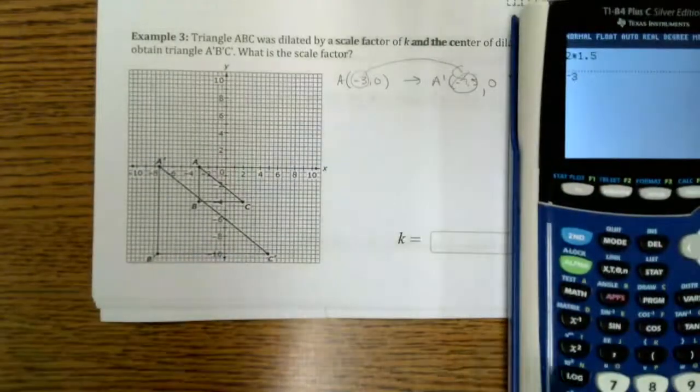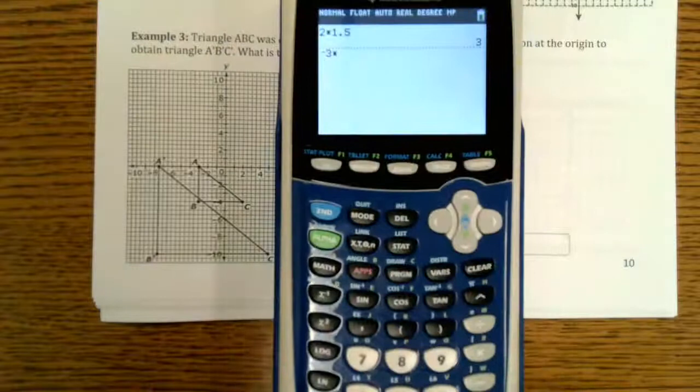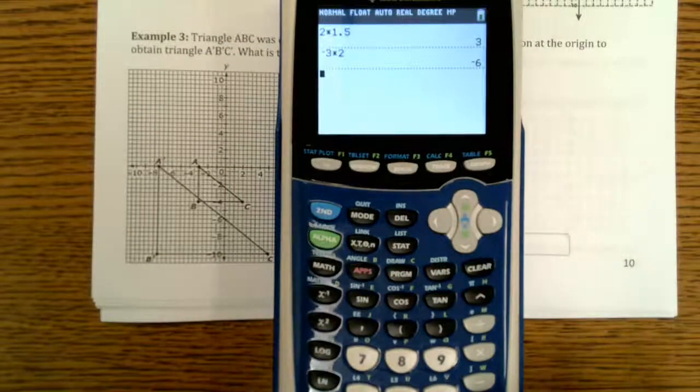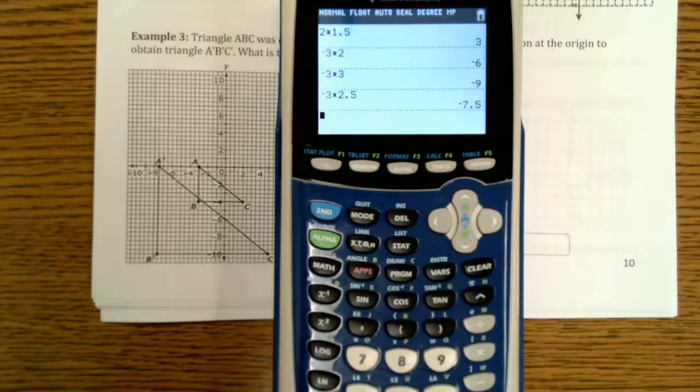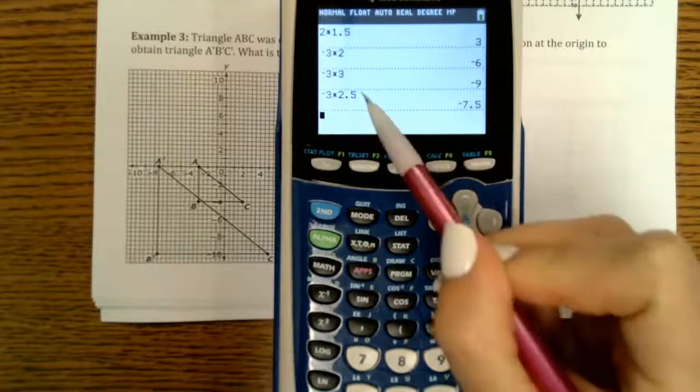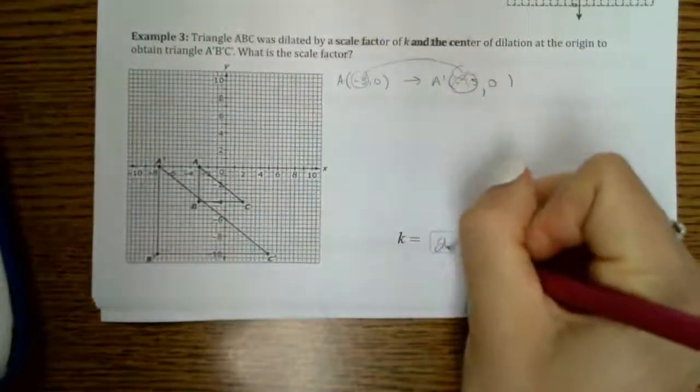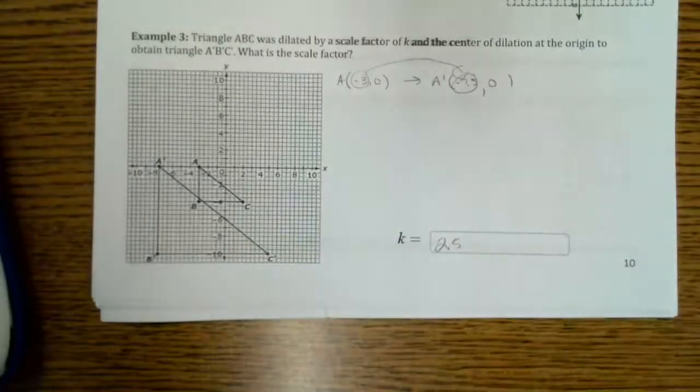So if we take -3 times 2, we know that that's -6. So let's kind of creep up. So if we do -3 times 3, that's -9. So we know it's going to be somewhere in between 2 and 3. So what if we try 2.5? Oop, look, that gets us there, -7.5. So 2.5 is our scale factor. So K would be 2.5.